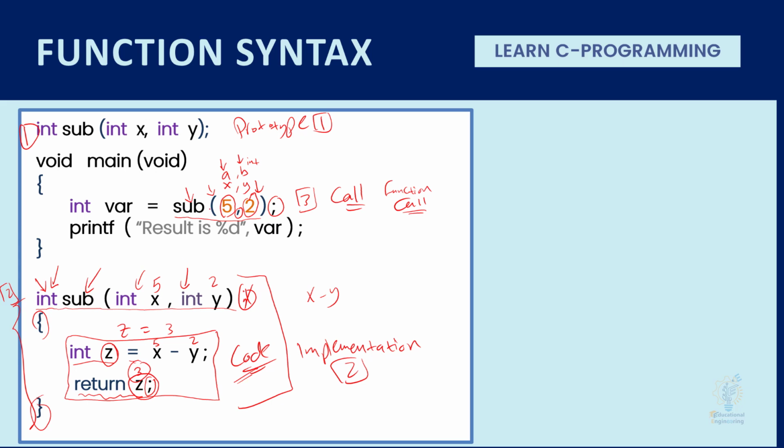Now, when you call the function, it will return an integer. So we need to create an integer variable. We called it var, to store the value that will be returned by the function. And in this case, it will be 3. So var will equal 3. And when we print this, it will print "result is 3". This will be the output in our console window.